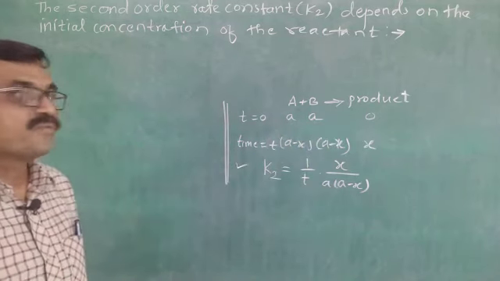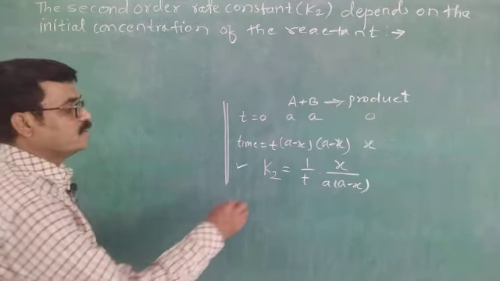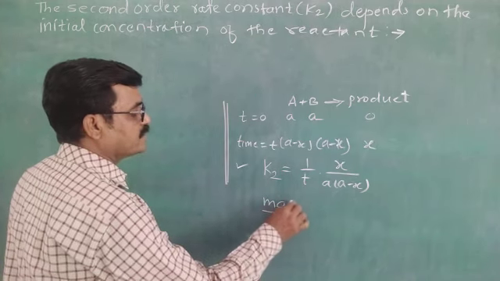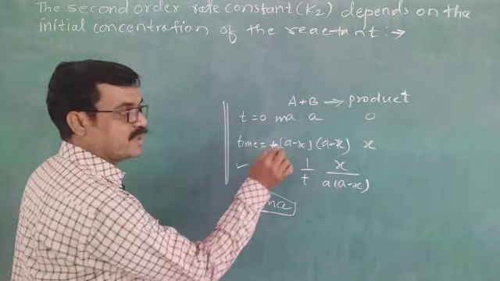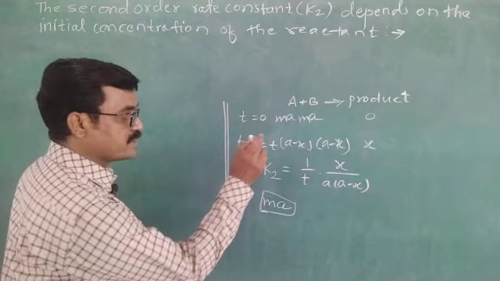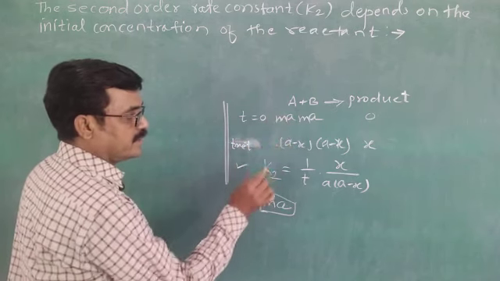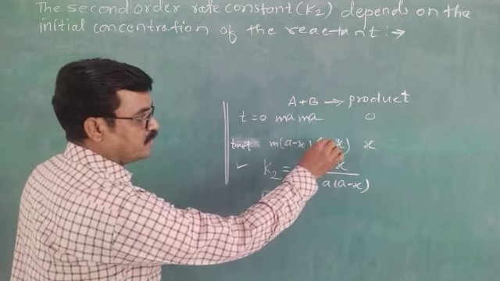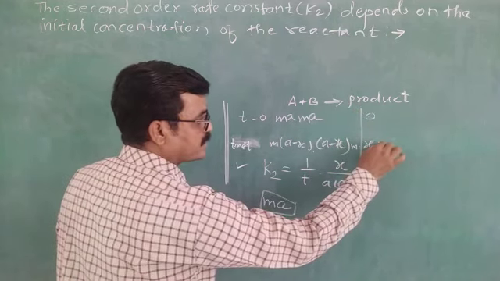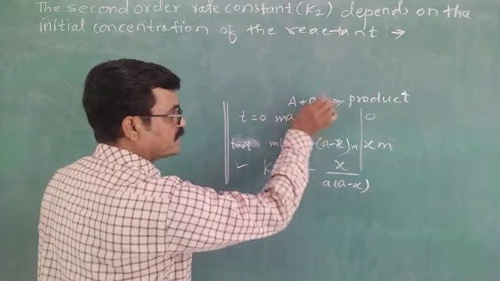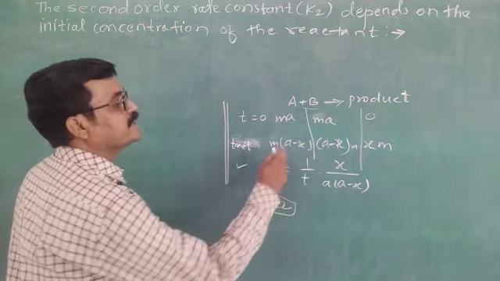Now if we change this initial concentration, suppose the initial concentration of the reactant is taken as M multiplied by A, meaning the initial concentration will be M into A. Now the concentration after time t will be M into A minus x, and for B it will also be A minus x into M, and the amount of product formed will be x into M.